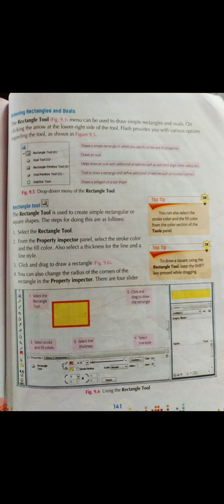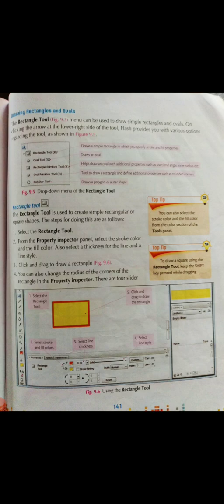There you will get certain numbers. You have to select the thickness of the line, the line color, and the line style. Clear this much? Then you come to step 3. Click and drag to draw a rectangle.